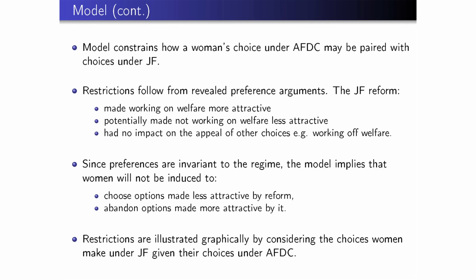So what does the model do? It restricts how we compare our choices under AFDC with our choices under Jobs First. And these restrictions follow from simple revealed preference arguments. Essentially, the reform made working on welfare more attractive. It potentially made not working on welfare less attractive because of the hassle. And it had no impact on the appeal of other choices like working off welfare. And since preferences are invariant to the regime, the reform will not cause women to choose options made less attractive by the reform, nor to abandon options made more attractive by it.